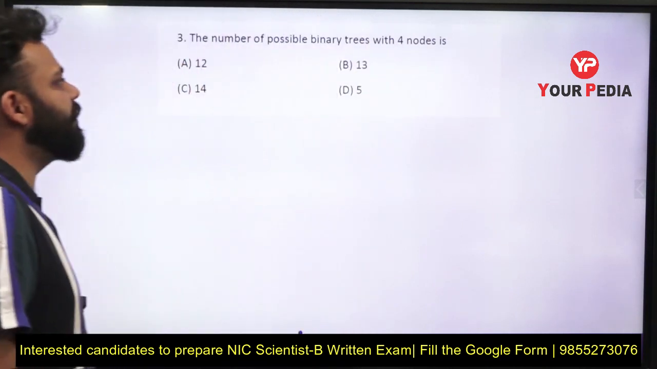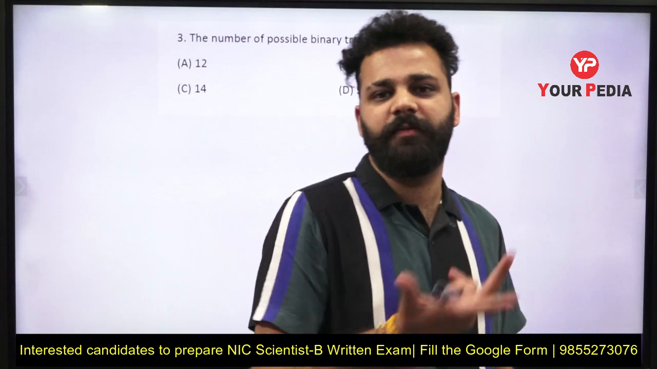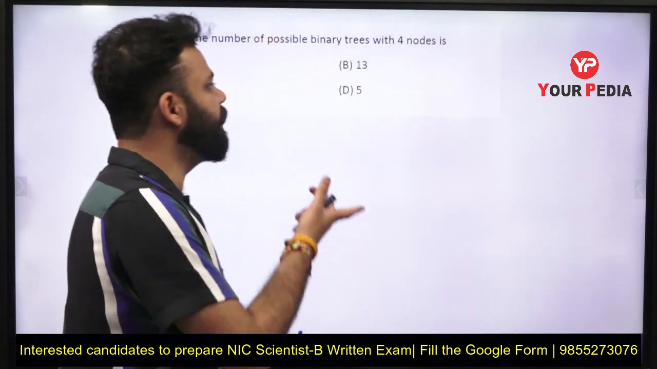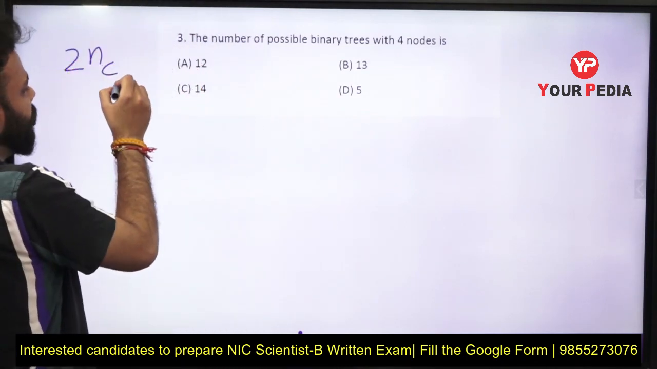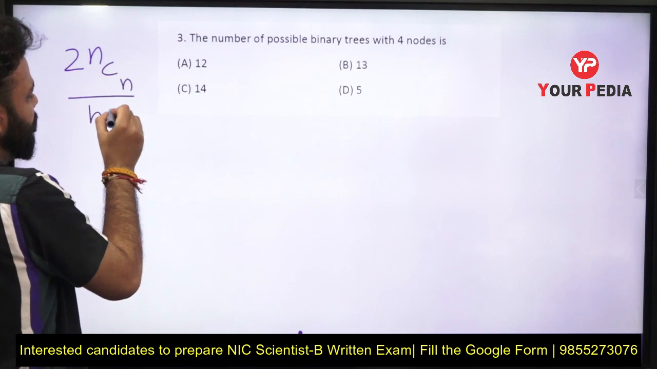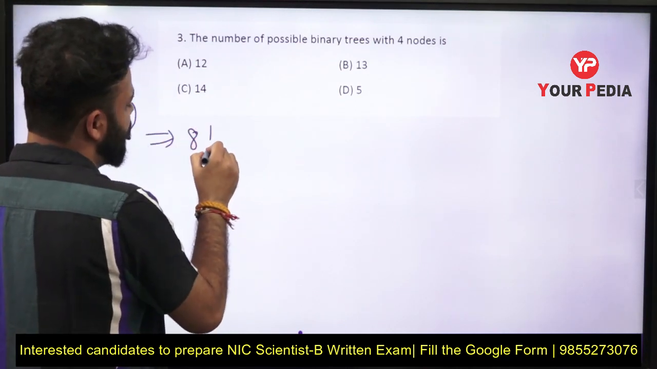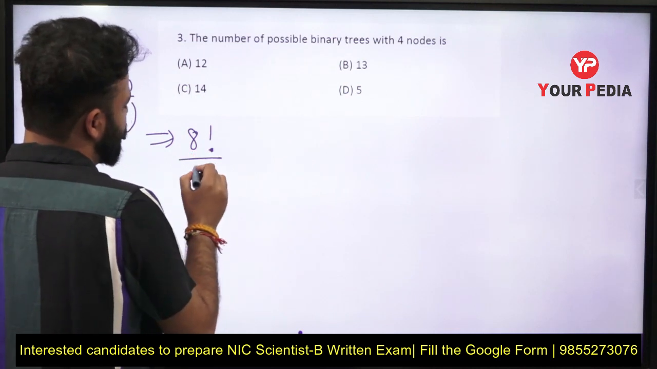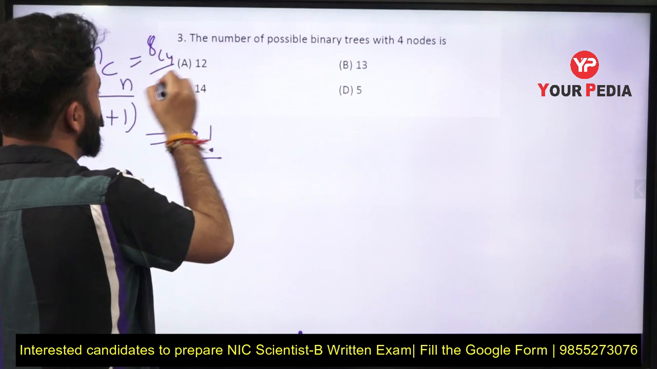Now the next is, the number of possible binary trees with 4 nodes is. Now there is a formula, it is nothing given in this. So you will be considering unlabeled nodes for this one. So there is a direct formula, 2n Cn divided by n plus 1. If you put this in, n is equal to 4, so first of all it is 8C4 divided by 4 plus 1, which is 5.